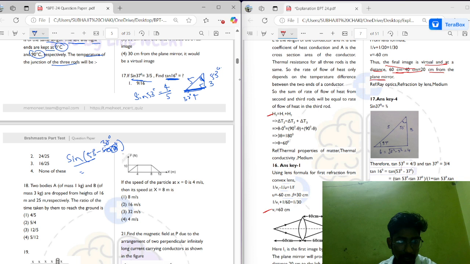So from this you can say sine 16 by cos 16 equals tan 16, which you have to calculate. Sine 16 means 7 by 25 and cos 16 is 24 by 25. That means 25 cancels out. This will be equal to 7 by 24. Answer is equal to 7 by 24.